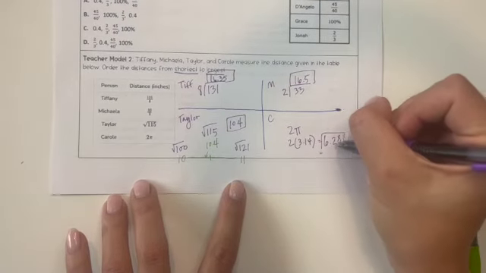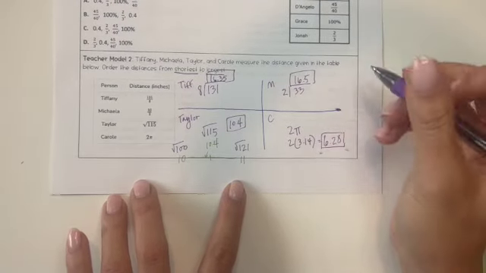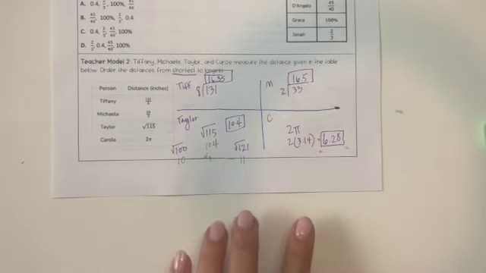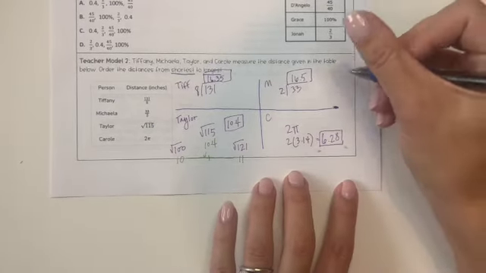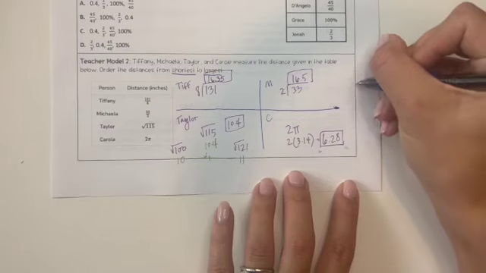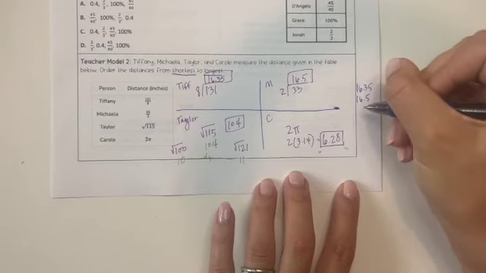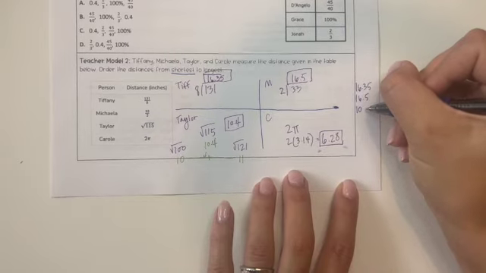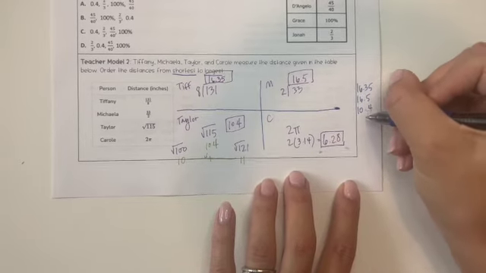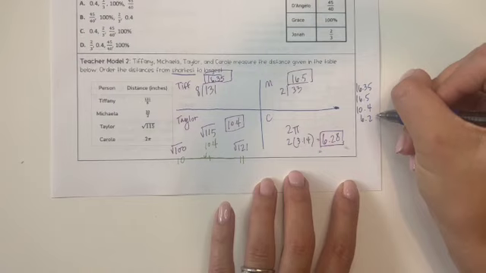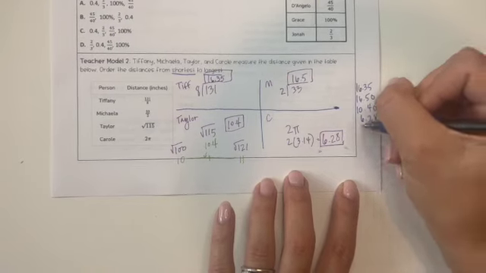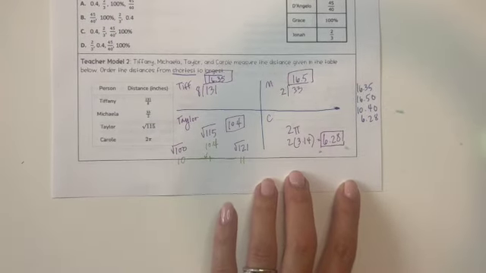I'm not done yet. I know I need to order from shortest to longest. So if I line up all my numbers here, I've got 16.35, 16.5, 10.4, and 6.28. I know that I can order these from shortest to longest.